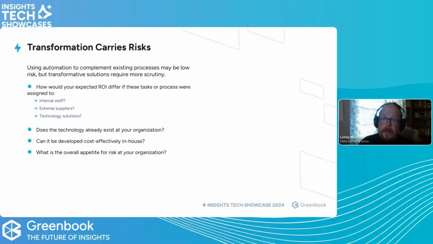Maybe an issue of learning from testing and then going through a phase gate process to scale it within your organization. Can it be developed cost effectively in-house? 2 years ago, that answer may have been a no, but because of the impact of generative AI in code writing, the answer may be yes now. That could be something that could be more bespoke for your organization. And in general, what is the appetite for risk at your organization? And that is going to vary by company over and over again.